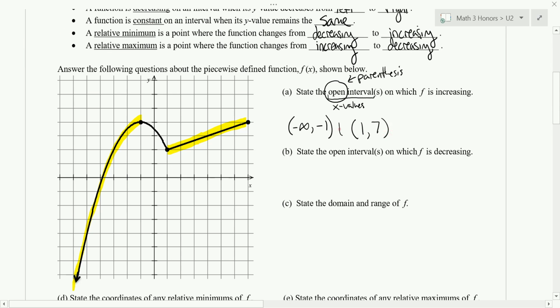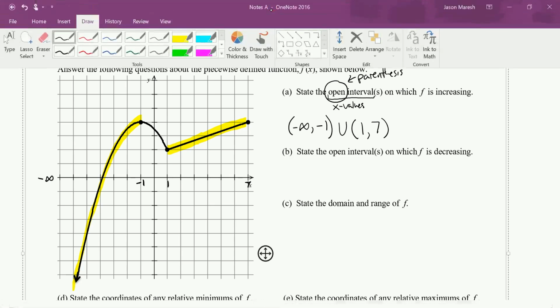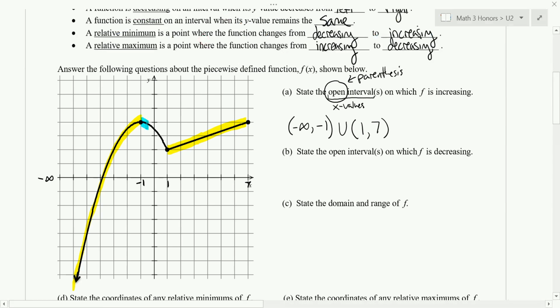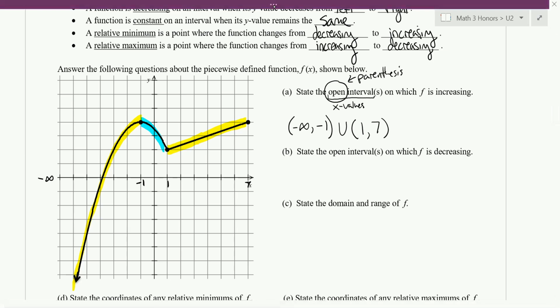All right, and remember we use the union symbol to connect intervals. So we're only using x values. The 7 came from the x-axis, so did the 1 here, so the -1 and the negative infinity. Part B, state the open intervals on which f is decreasing. What would that be? -1 to 1.